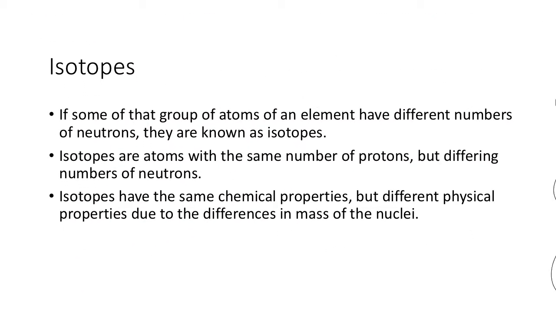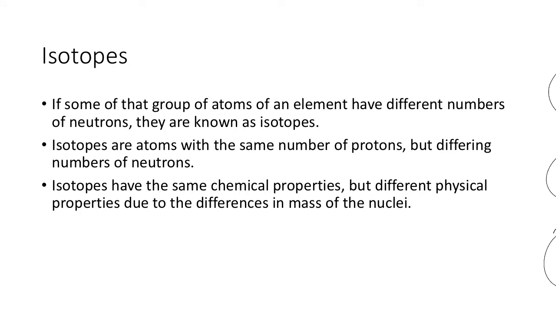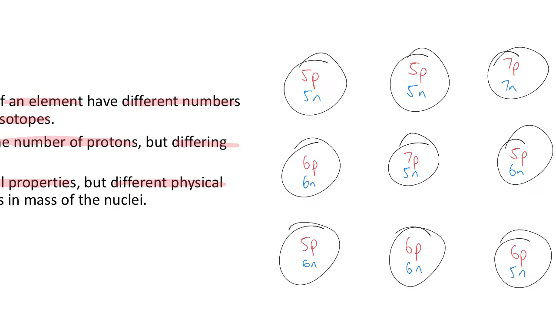Now let's go on to isotopes. If some of that group of atoms of an element, so they all have the same number of protons, have different numbers of neutrons, they're known as isotopes. Isotopes are atoms that have the same number of protons, but different numbers of neutrons. They have the same chemical properties, but different physical properties, because the chemical properties are determined by the number of protons and electrons, but the physical properties are determined by things like the mass.